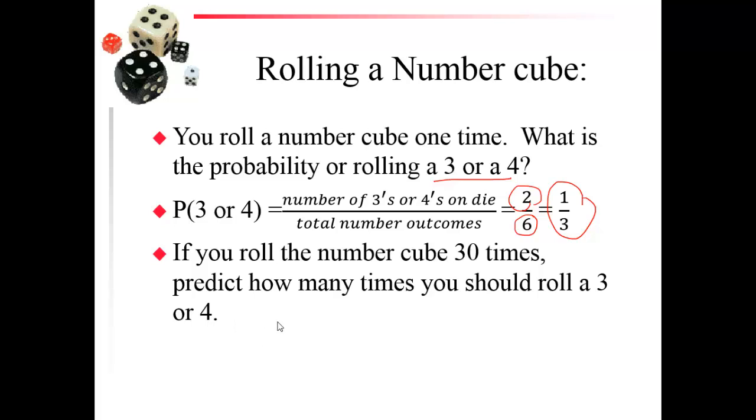If I'm going to roll that number cube 30 times, I'm going to start with my theoretical probability, 1/3. And now I'm going to do 30 trials. How many times do I get a 3 or 4? I get from 3 to 30 by multiplying by 10. So 1 times 10 is 10. So 10 times I expect to get a 3 or a 4 out of 30 trials.